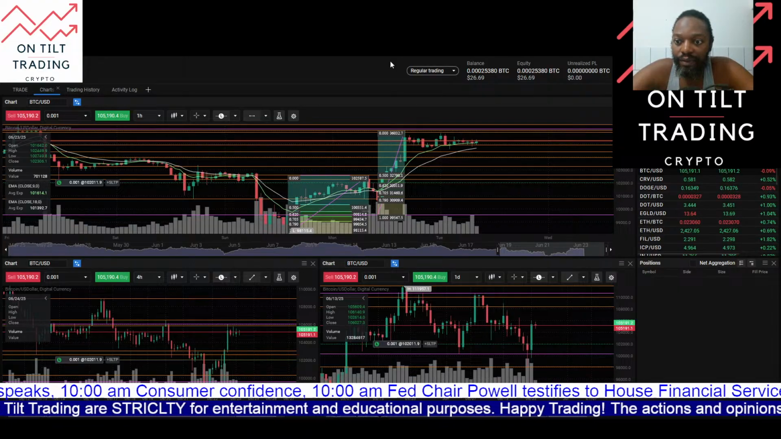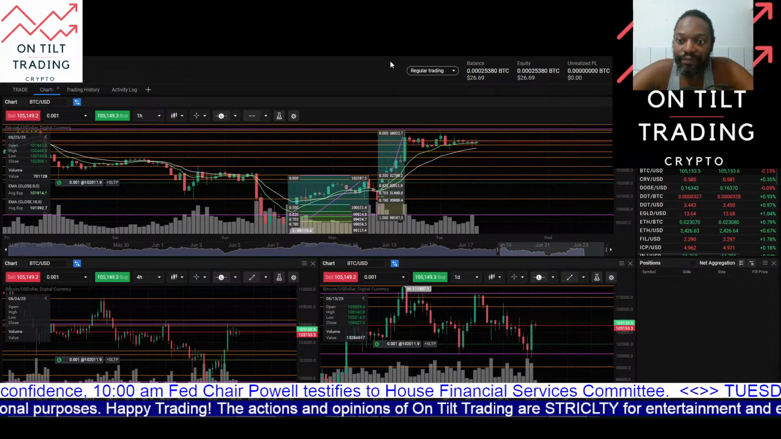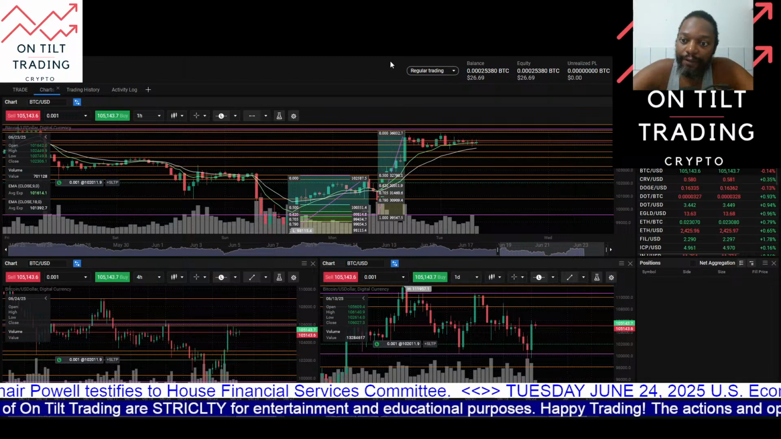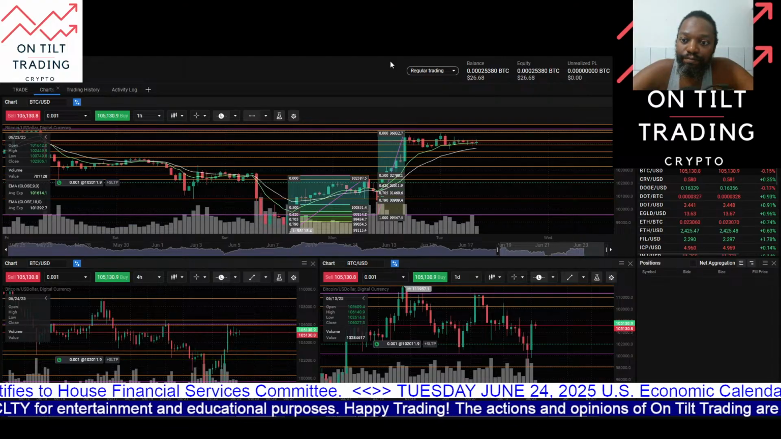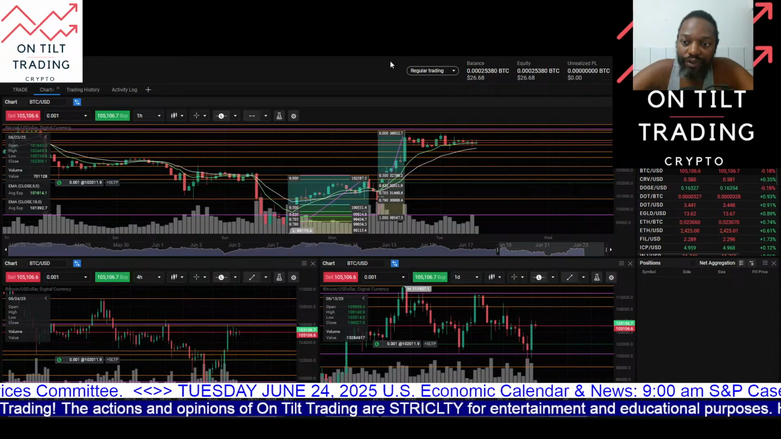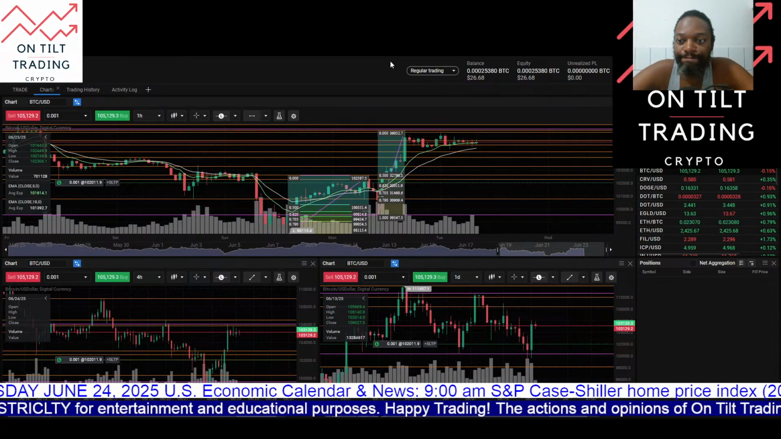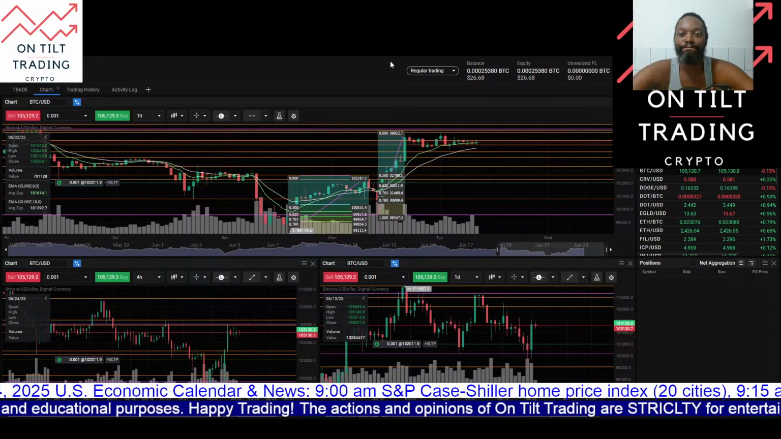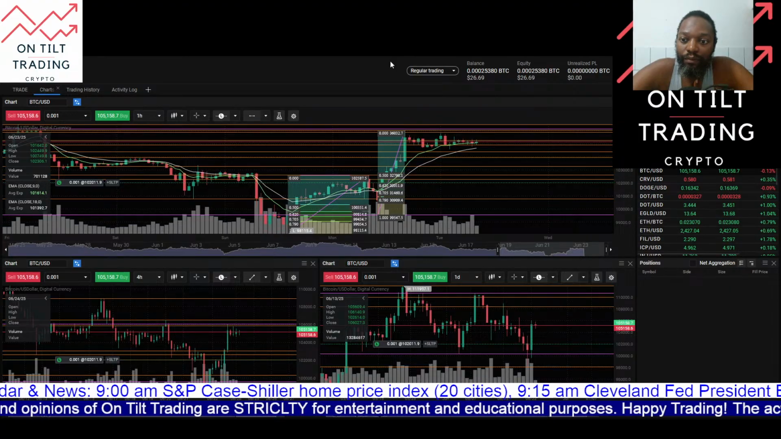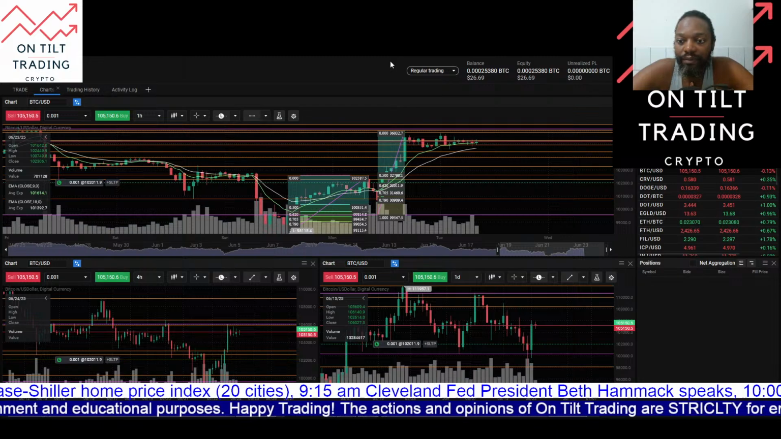So price on Bitcoin here trading near the 105,180 level. Now 105,150. Price being delivered to the sell side here. $105,100. And consolidating. 105,150. Price consolidating.